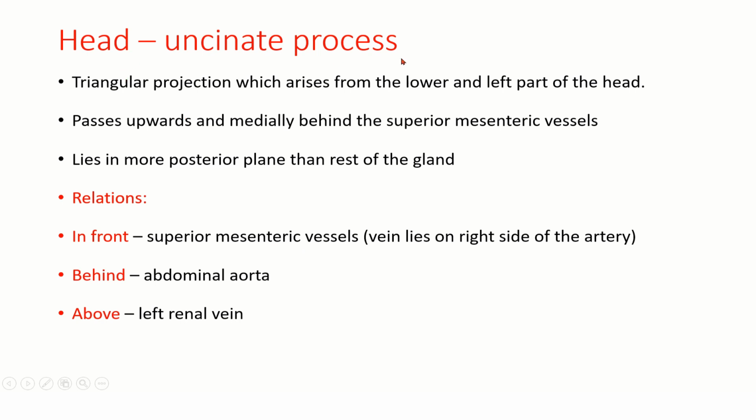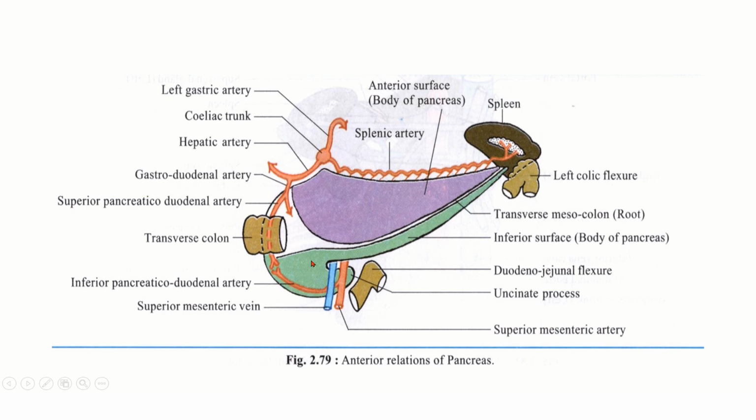The uncinate process, it's a triangular projection which arises from lower and left part of the head, passes upwards and medially behind the superior mesenteric vessels, lies in more posterior plane than rest of the gland. Relations: in front, superior mesenteric vessels as I have shown in the earlier diagram. Vein lies on the right side of the artery, and behind it is the abdominal aorta, and above it is the left renal vein. You can see here, these are the superior mesenteric vessels in front of the uncinate process.